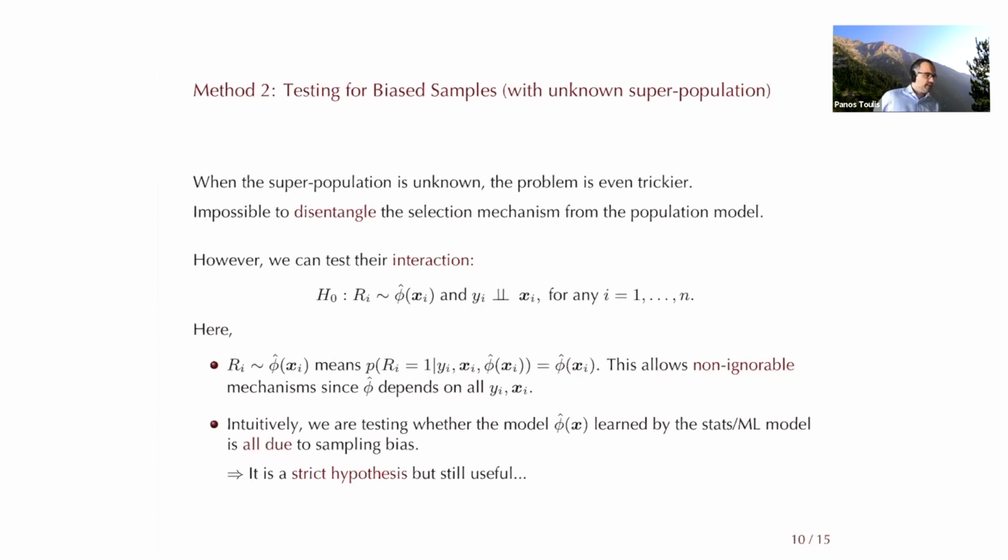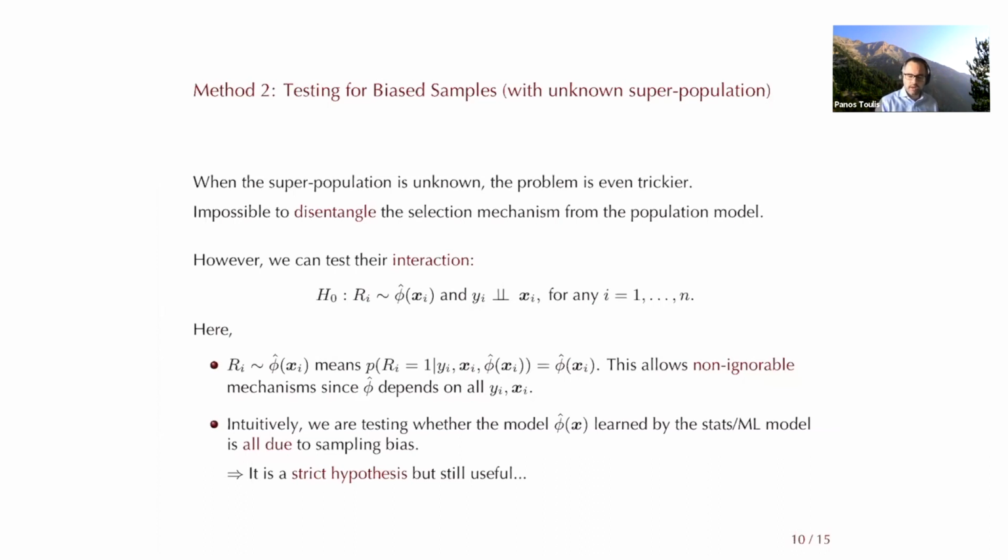And the big problem is that you cannot disentangle the selection model, the R model, from the Y model. Okay, if you remember that equation in the superpopulation, it's a bundle. It's an interaction between the selection mechanism and the Y model. So this seems hopeless, but it also suggests an idea, right? It suggests that perhaps we can test both.